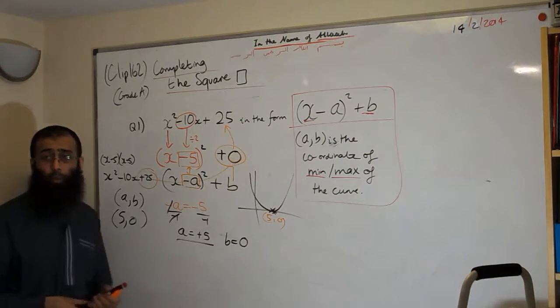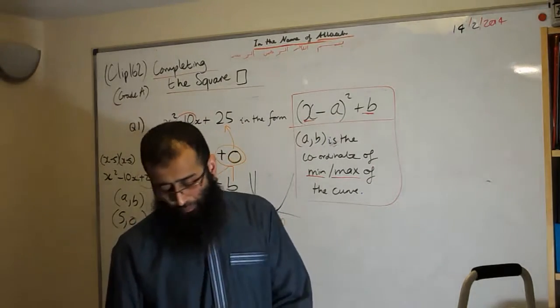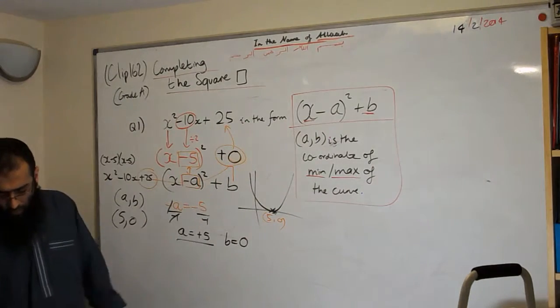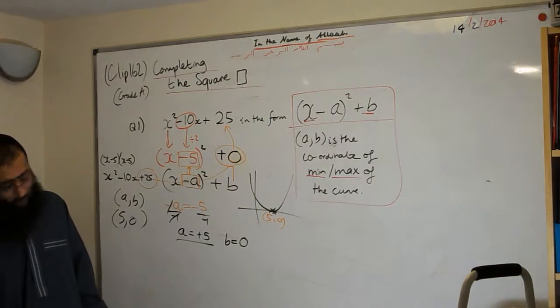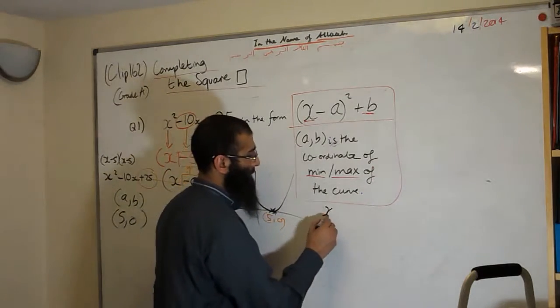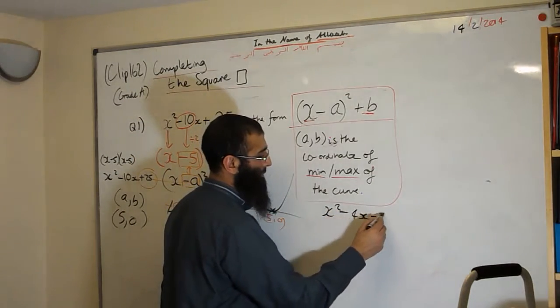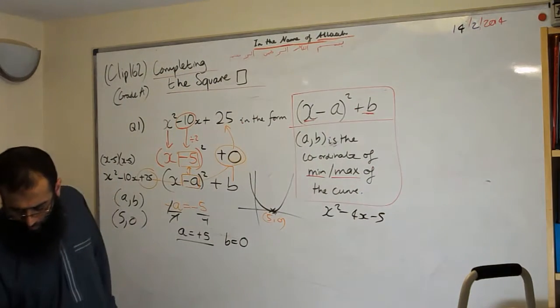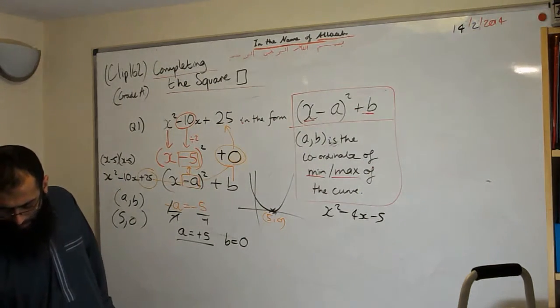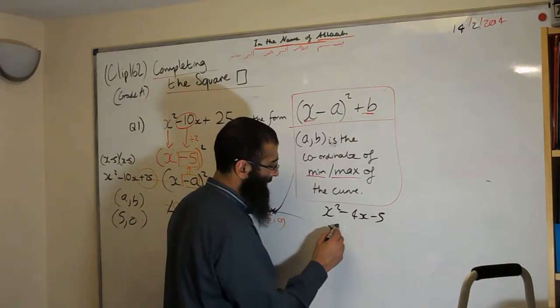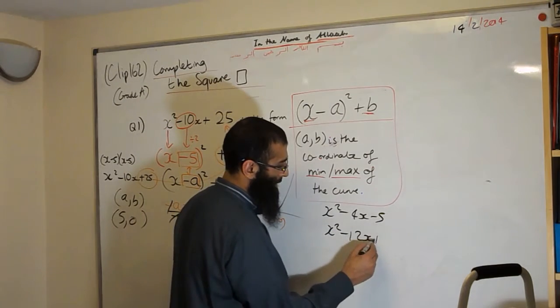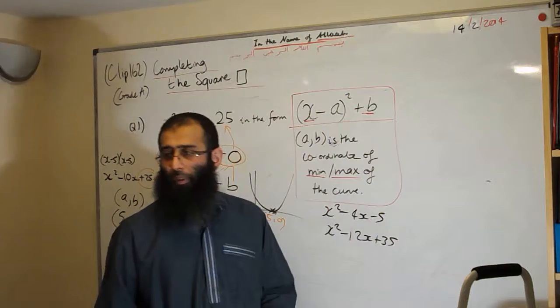Okay, are we happy with that? Should we try some questions now, folks, for you guys to try? Let's try x squared minus 4x minus 5. Okay, and let's try one more: x squared minus 12x plus 25. Okay, everybody here now, please try this question.